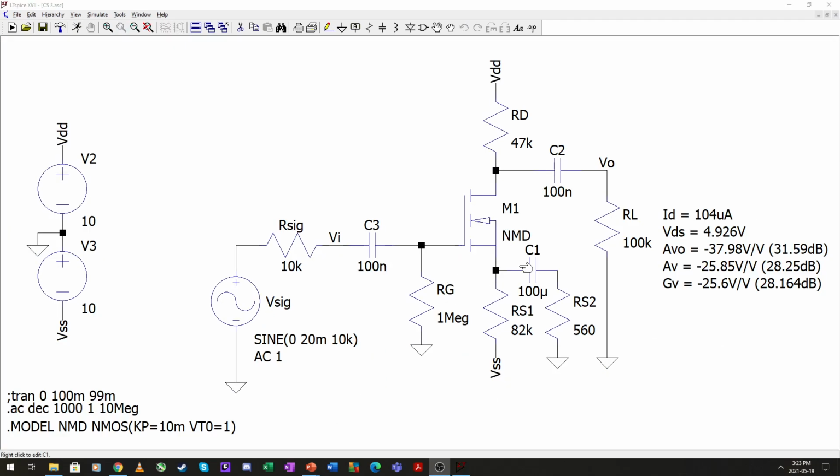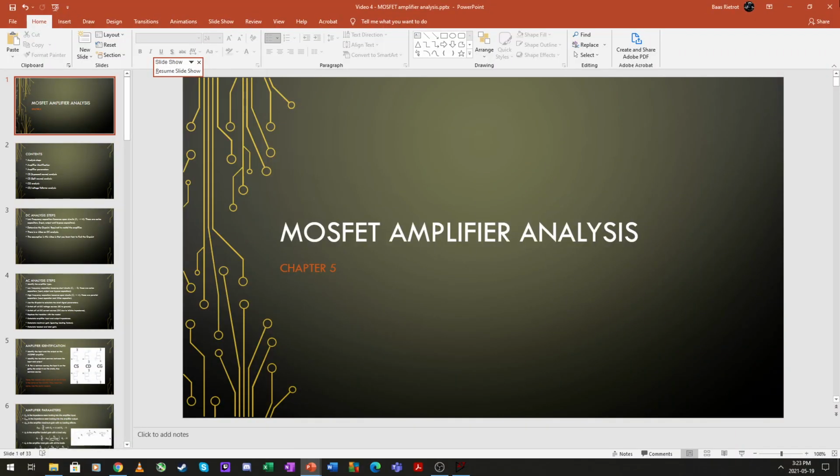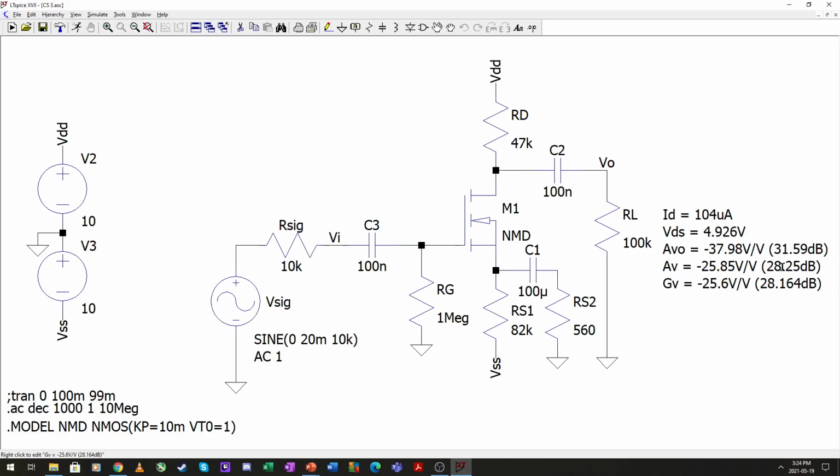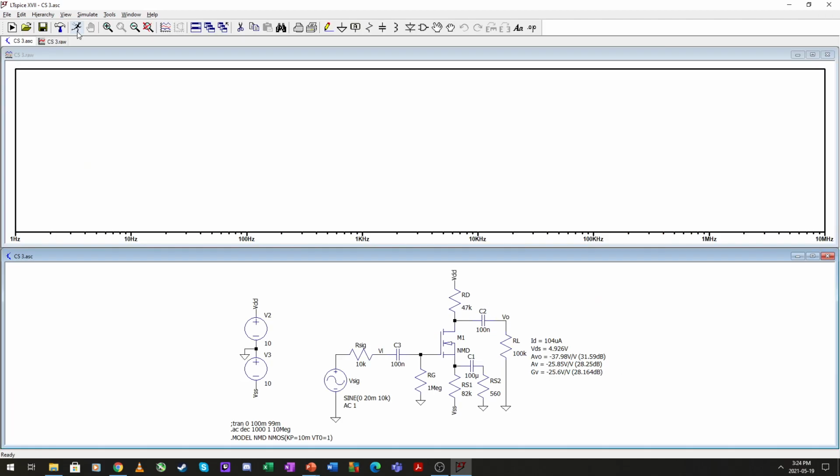Right, since this problem is similar to the first one in ID and VDS, we're not going to look at that, but AV0, AV, and GV, minus 38, minus 26, minus 26 roughly. Right here, let's see how that lines up with our presentation. So 30.7, 27, 27 decibels. So we look at these, they are fairly close to what we have in our calculations.